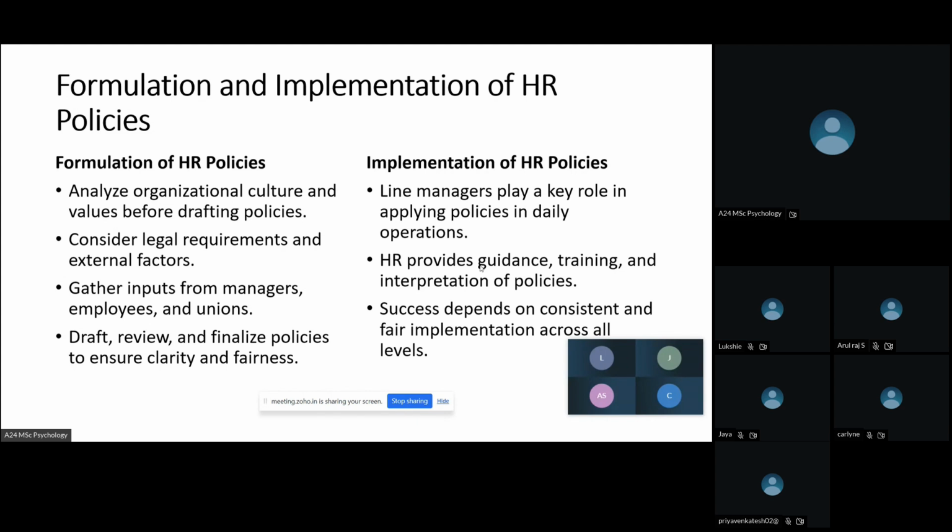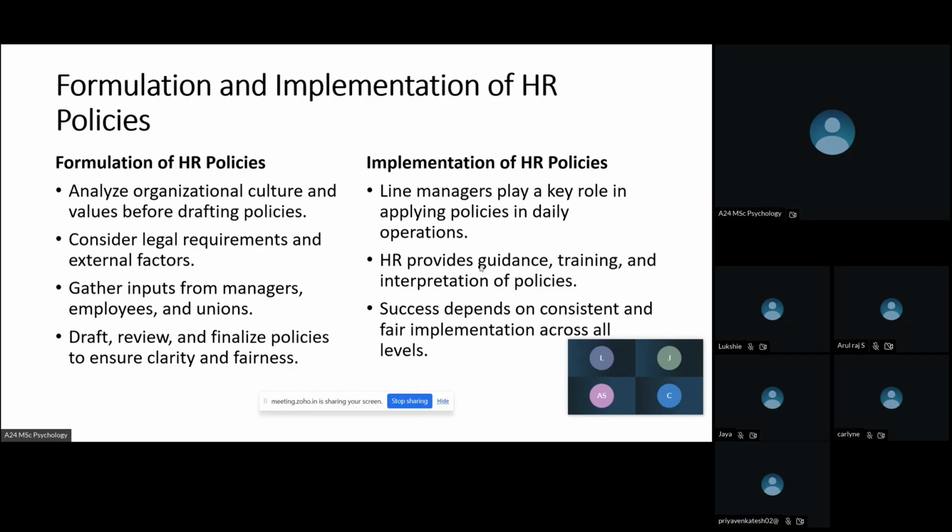It doesn't matter how many times HR is showing up with the policy and asking them to follow it, or whatever communication way they take, at the end of the day, line managers play a key role in applying policies in daily operations, because the employees who are working in a team will not reach out to their HR managers in the first instance.